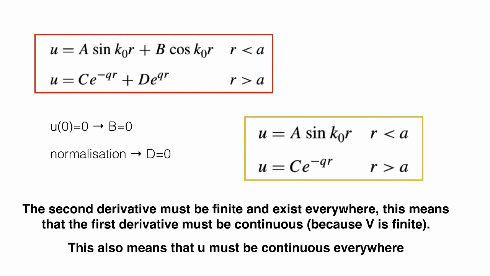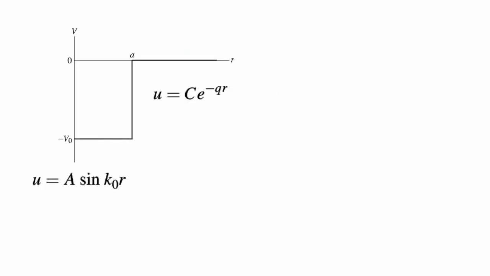It's exactly what I just said. In black marking here, we have to find a u that's continuous and its derivative to be continuous as well. So this is what we have. This is just to summarize what we have so far: the solution outside of the well and inside of the well, and we have to connect them.